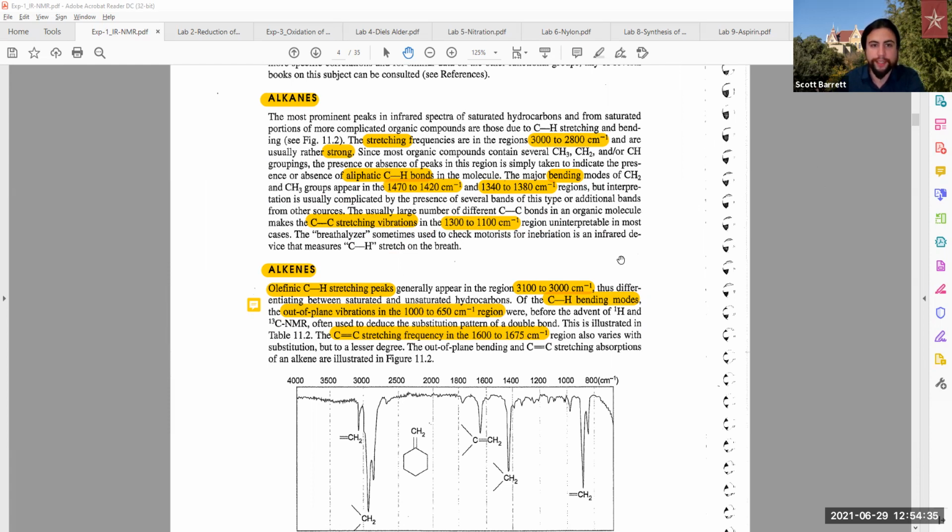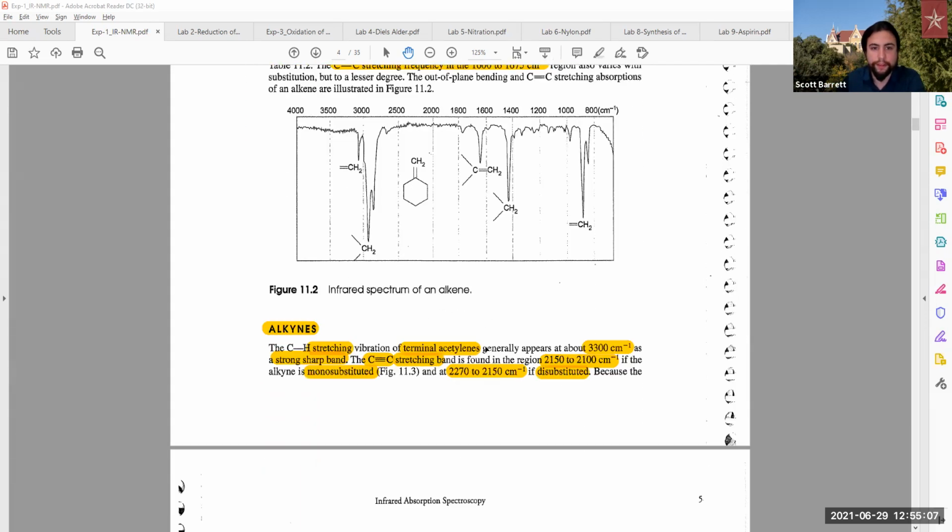Then going into alkenes, we remember that it actually moves further up the chart. So instead of being 3000 to 2800, it's now over at 3100 to 3000. Additionally, you'll have bending and out-of-plane vibrations in the 1000 to 650 region, and the carbon-carbon alkene stretching in 1600 to 1675. So this can be seen as a much different location than the alkanes, and you can also notice that everything is starting to get shifted more upfield into larger wave numbers.